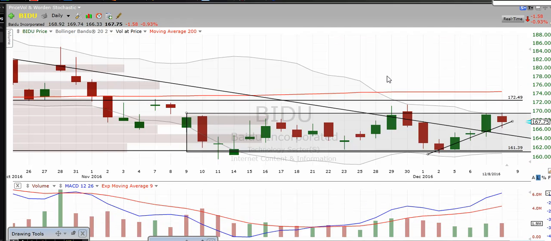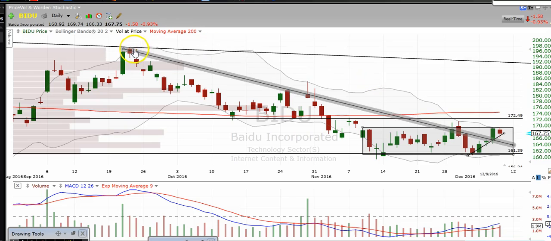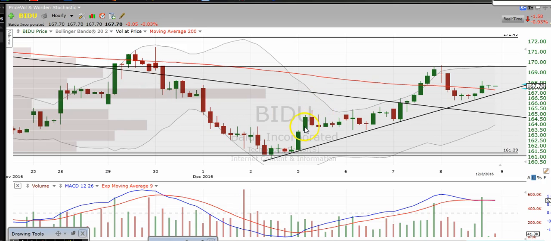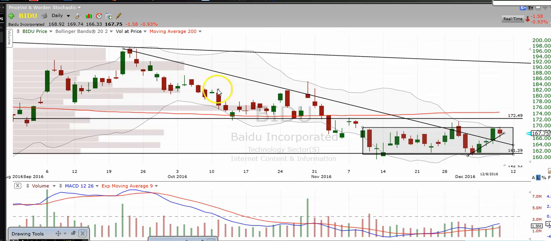And BIDU, as you can see, I'm going to zoom out a little bit here. We broke over this downtrend line, several rejections here. We broke over it yesterday. So that is very constructive. Broke over it, that's nice. We have a nice little uptrend line that you can see a little bit better here using the hourly chart. So this is the hourly chart. You can see lots of bounces against that uptrend line right here. And again, today we bounced off of it as well. So that's going to be a support level that you want to focus on here on BIDU.